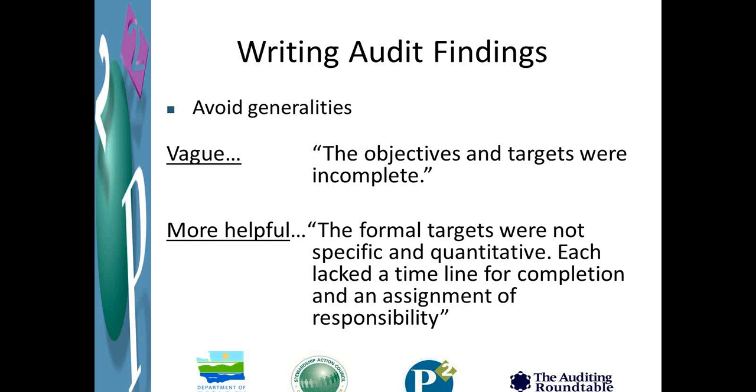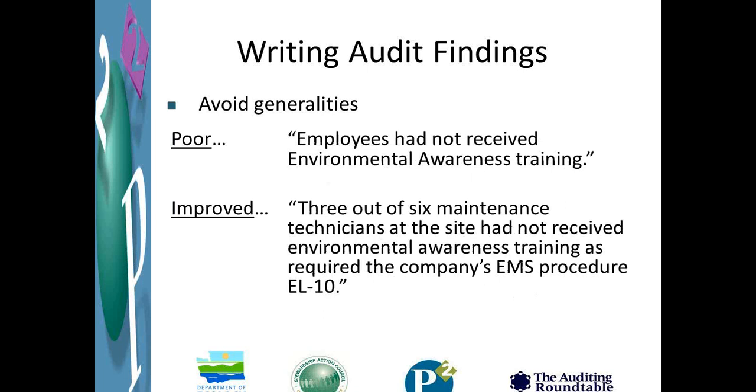Saying things like the objectives and targets were incomplete isn't particularly helpful. And certainly if that's all you wrote in your audit report for that finding, you'd come back a couple months later and wonder what even you were thinking at the time. So, an example of some language that would be more helpful in framing what the issue was and why it doesn't quite conform to what the standard requires, or what a normal EMS would require. Next, please.